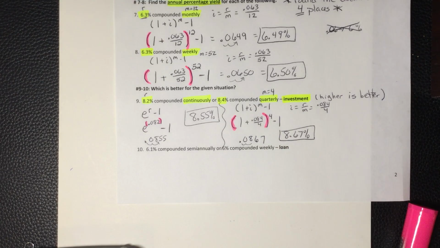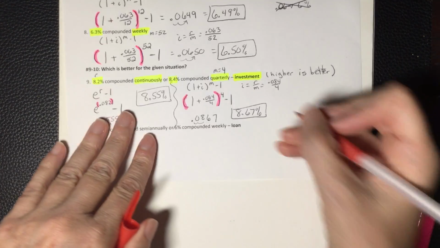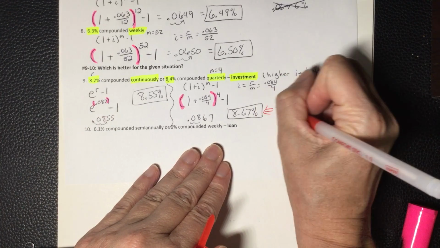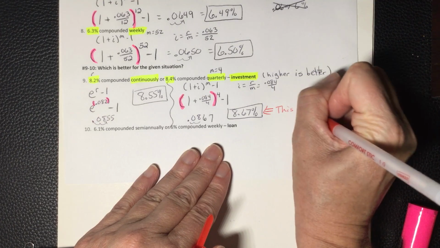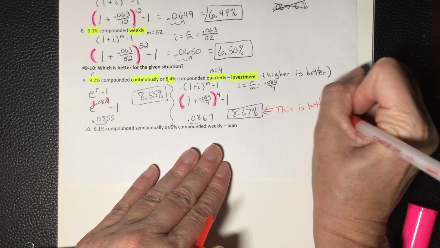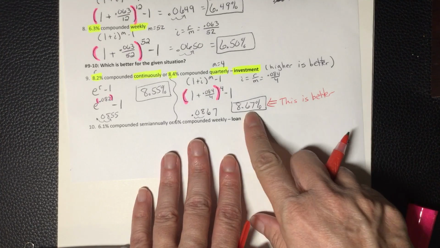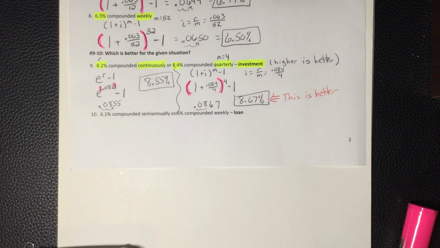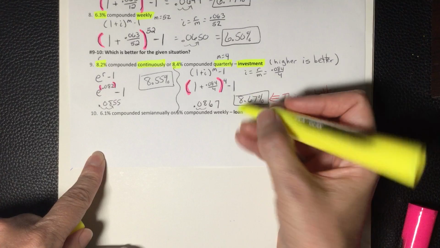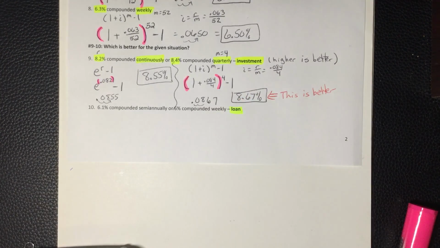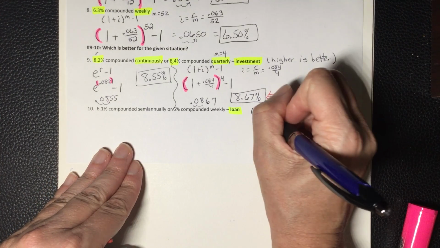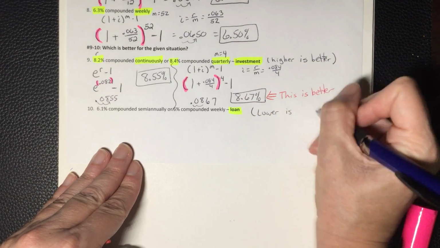Now remember, we want to know which one is better. When we're looking at an investment, higher is better. All right, so we're going to say this is better. So if you had a choice between those, that's the one you would choose. You are going to make a little bit more money. Now it's a whole different story if it's a loan, because the interest is extra money that you have to pay back to the bank. So when we're looking at a loan, lower is better.